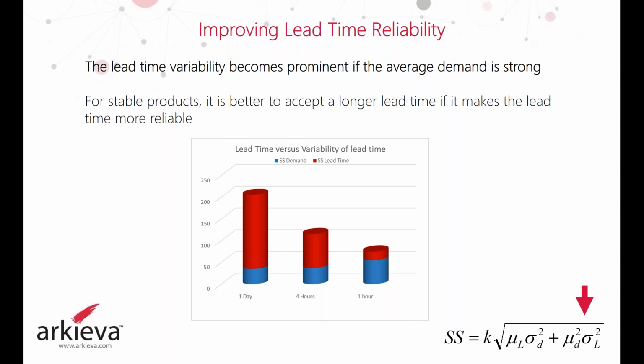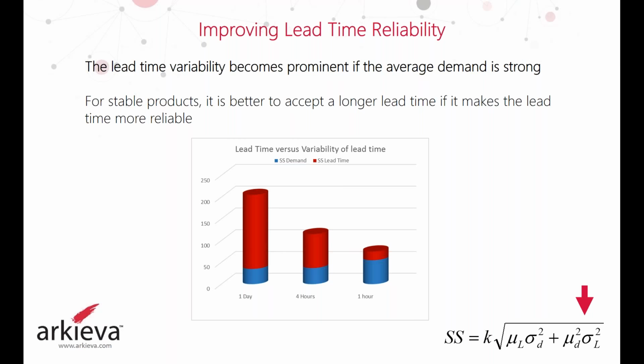This deals with the sigma on the lead time, which is the variability on the lead time. So if your mu, or the average of the demand, is strong, in other words, this is a high volume item, you don't want the variability of the lead time to be very high, because then it will skew your safety stock numbers and make it really bad. So for those items where the average demand is strong, you might want to focus on getting the lead time variability down, even at the expense of a higher or a longer lead time.